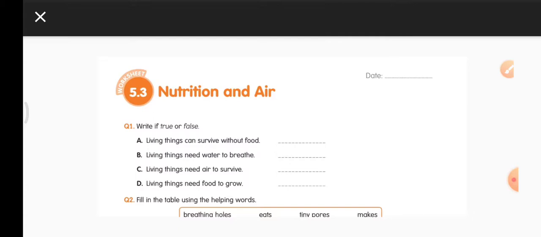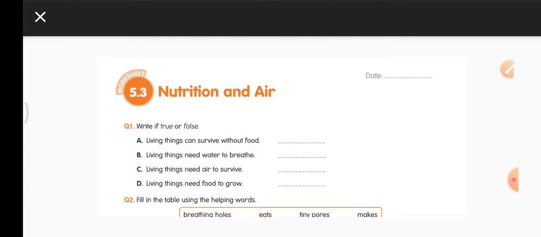C1, living things need air to survive. Did we learn this before? Yes, we learned living things need air. They breathe in air in order to live. The word survive means live. In order to live, the living things take in air. True. C1 is true. You write TRUE.